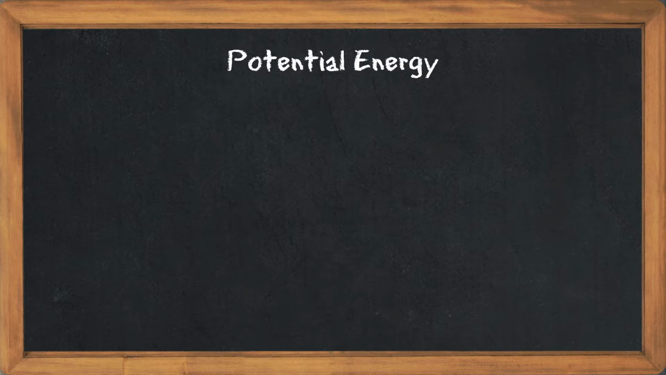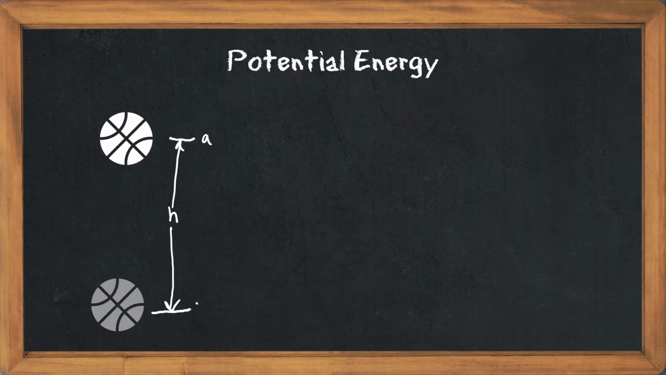In our study of mechanics, we learned the concepts of work and energy. We learned that an object has gravitational potential energy because of its location in a gravitational field. For example, we have a ball moving from point A to point B under the influence of gravity, with force equal to its weight, which is mass times gravity.